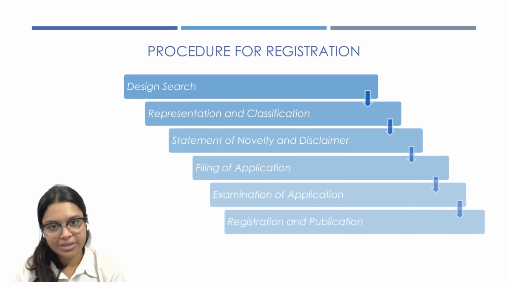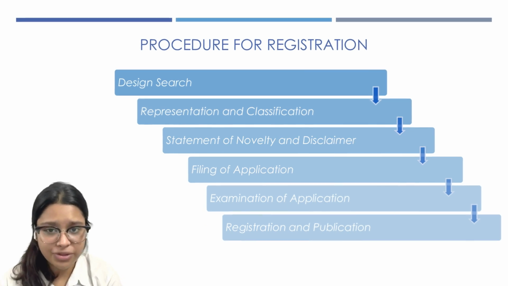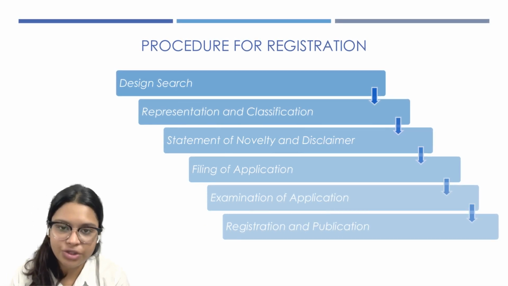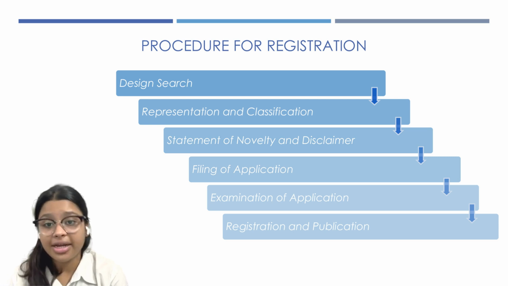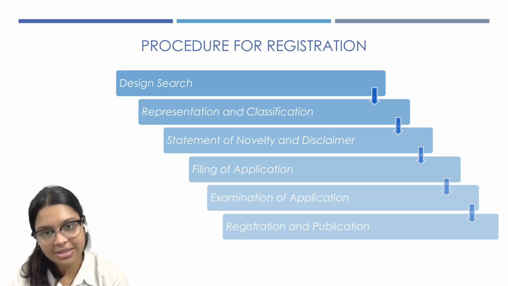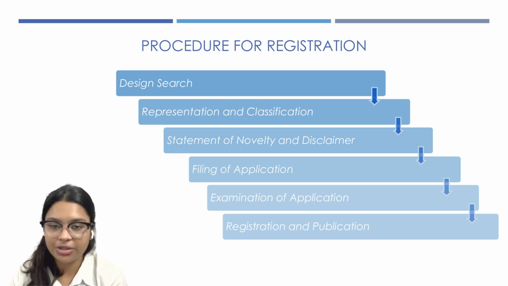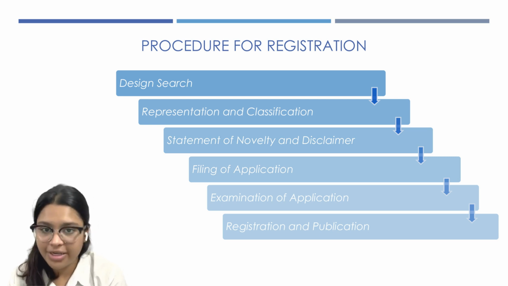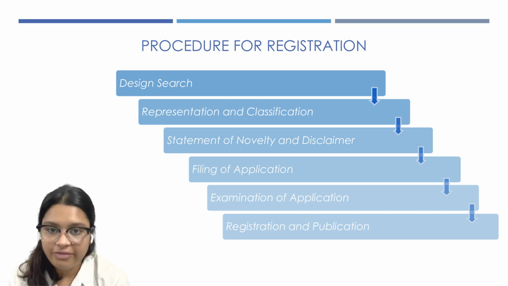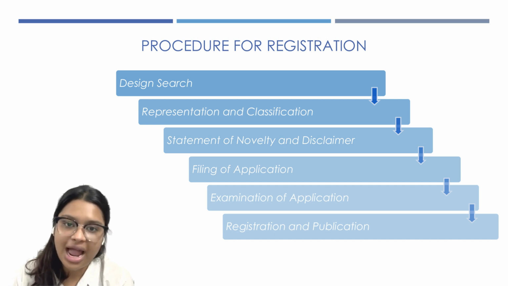With all this information on designs, it is now important to know the steps which are involved in the design registration process. The first step is to conduct a design search to make sure that the design which is to be registered doesn't resemble an already existing registered design. After this, design representation and classification takes place to list the design in a particular class. After that, a statement of novelty and disclaimer is issued to make sure that the design is new and original. With all this done, the next step would be to file an application at the design office here in Kolkata. After this, the design office then checks the applications and raises any objection. If there are no objections, then the design would be registered and published.